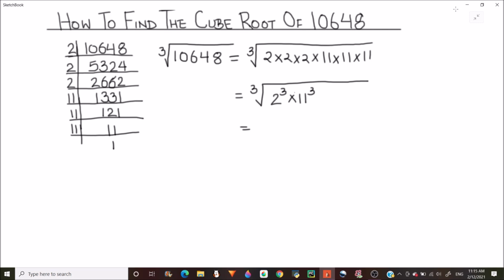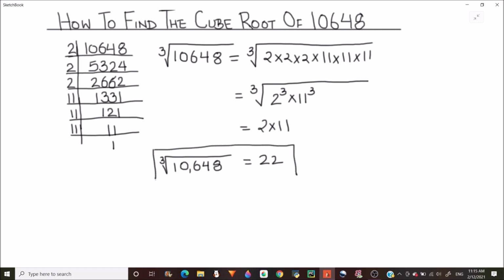As these are under the cube root sign, these numbers can come out. So this is 2 times 11. So now this becomes 22. So the cube root of 10,648 is 22. This is our final answer.